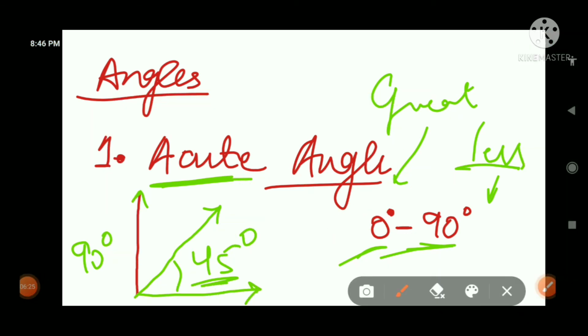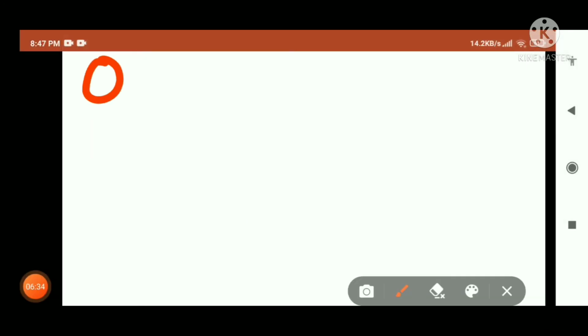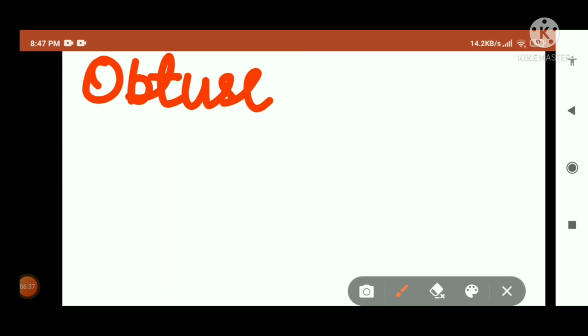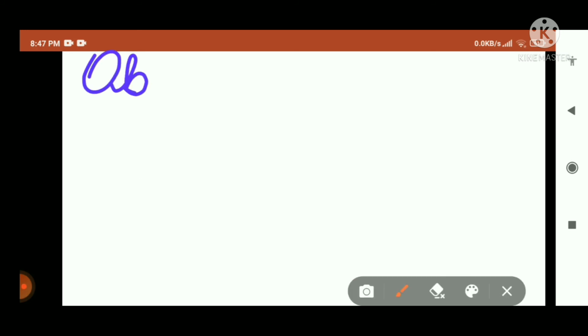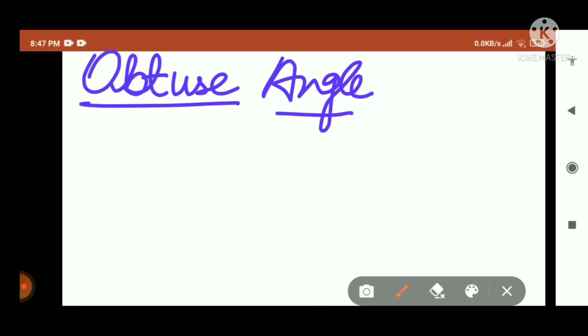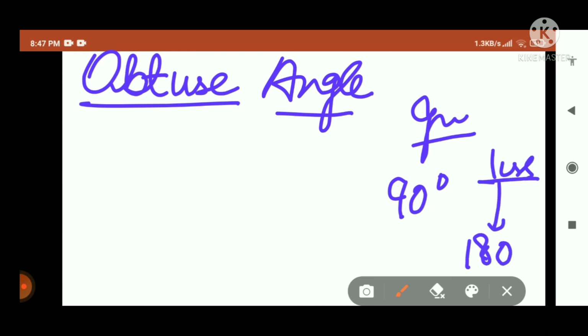Now after that, I hope this thing is clear to you. Now the next thing that we are going to do is the obtuse angle. We are going to do basic things. You have done all these things earlier in your classes. So, obtuse angle. An obtuse angle is the angle which is greater than 90 degree and less than 180 degree.